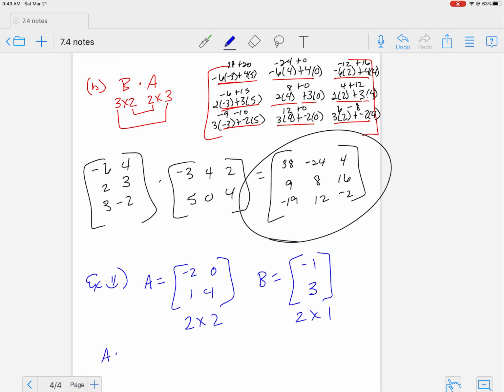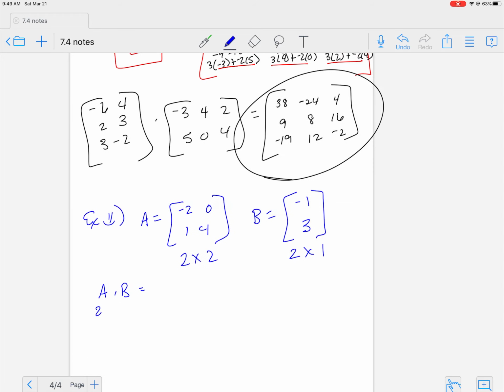If I want to take A times, oopsie daisy, B, then that's going to be a 2 by 2 and a 2 by 1. Right? These are the same. My new dimension is going to be a 2 by 1. So if I multiply these out, my new dimension is going to be a 2 rows by columns, 2 by 1.